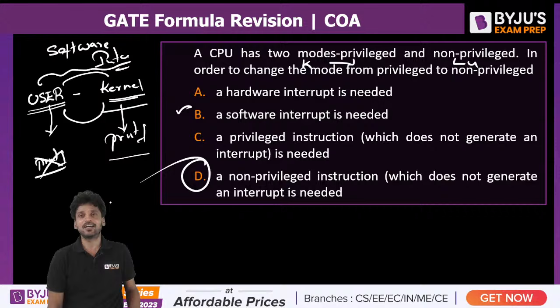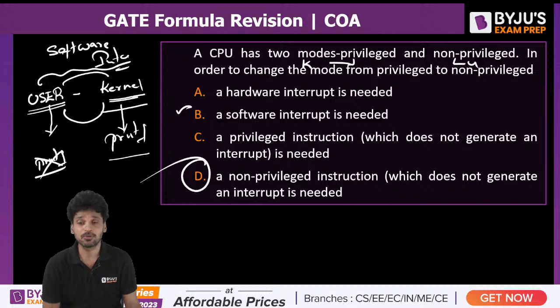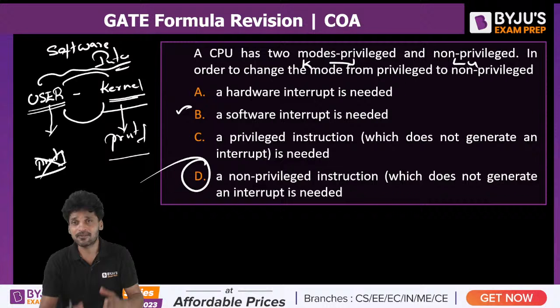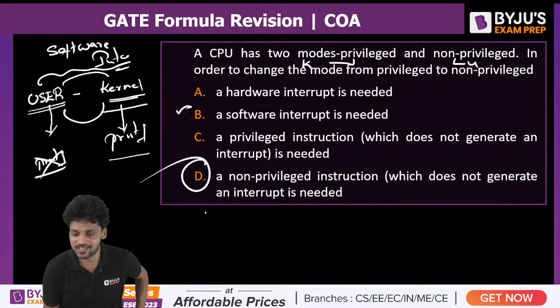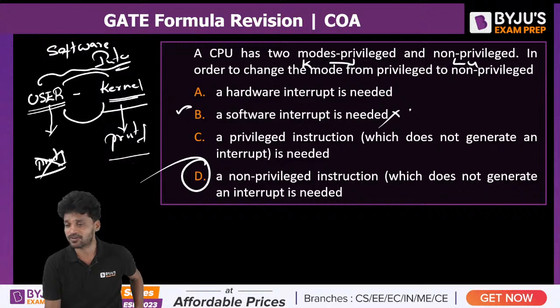A non-privileged instruction does not generate an interrupt; no interrupt is actually required. Did I make myself clear? We require a software interrupt only to switch the mode from the user mode to the kernel mode, not vice versa. In order to change the mode from kernel to user, I need no interrupt at all. Am I clear? So option D is correct, but 80% of the people stuck to the software interrupt, which is obviously the wrong answer. A software interrupt changes the mode from user to kernel, but here it is kernel to user. Am I clear?